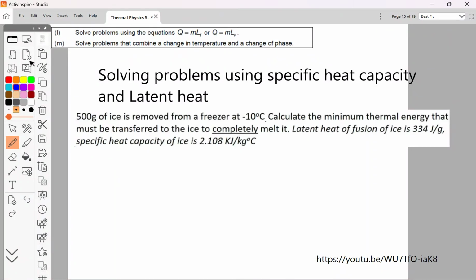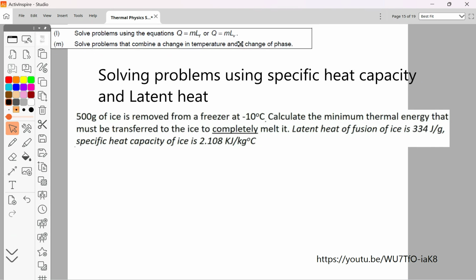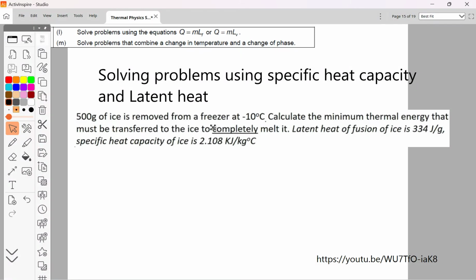So we are just left with some problems. I know I've gone fast, but you can always go back and look at the more detailed videos that I've posted for you. The last 2 points in the CAM document is solving problems. If it's just a plain heat capacity problem, I've put the answer in here to make it a little bit faster, but you can go and do this and see if you get to the same answer. It says here 500 grams of ice is removed at -10. Calculate the thermal energy that must be transferred to melt it.